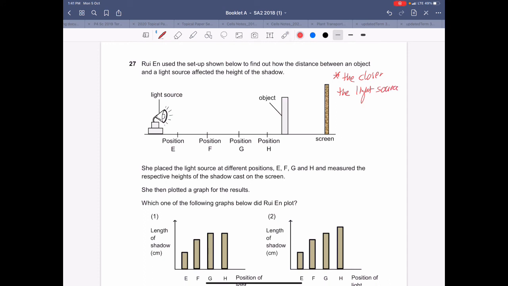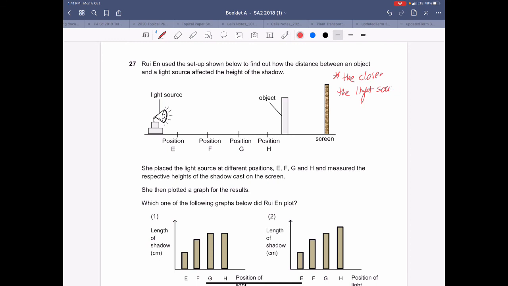So because of that, alright, position E, F. So look at the different distances. So you have here from E, F, G, and lastly H. So of all the positions, E should give you the shortest, because the distance is the furthest away. The light source distance is furthest away from your object. So the one with the longest, or the tallest shadow, would actually be H, and the shortest will be at E.